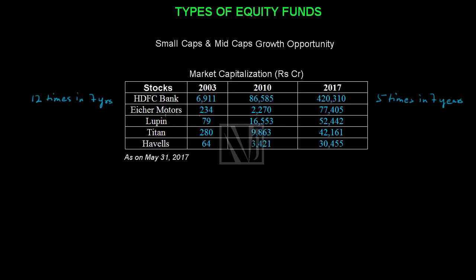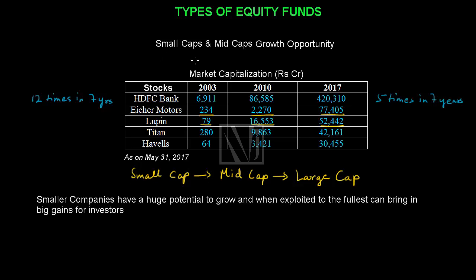Similarly, Eicher Motors and Lupin Pharma were small cap stocks in the year 2003. They reached the mid cap levels in 7 years in 2010 and they are now large cap stocks. Titan and Havells have a similar story to share. All these companies and many more have traveled the journey from a small cap to a mid cap and then to a large cap in less than 2 decades. This is the beauty of small caps and mid caps.